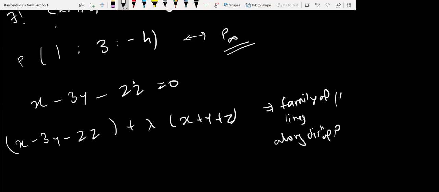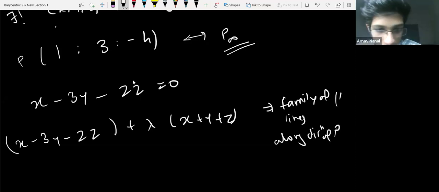So lambda is just shifting the line, right? Oh yes, lambda is just shifting the line. True. Lambda is a parameter.